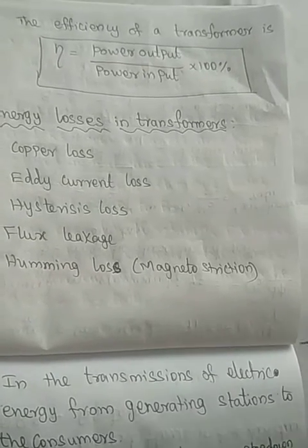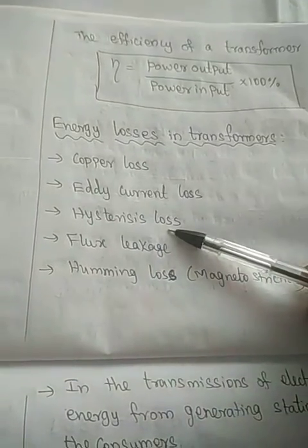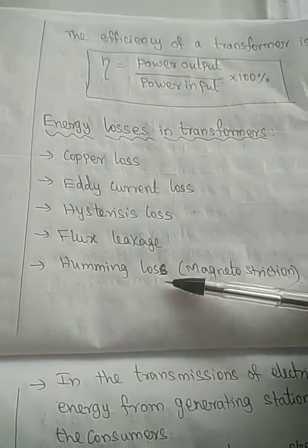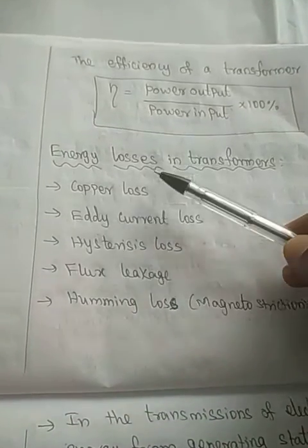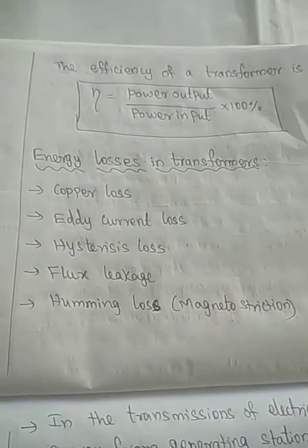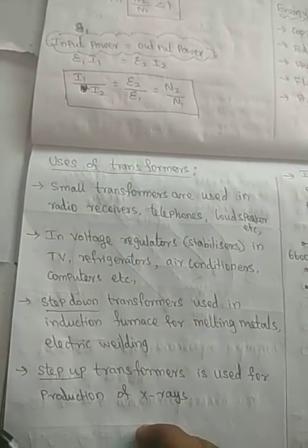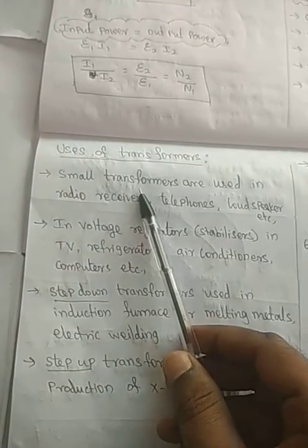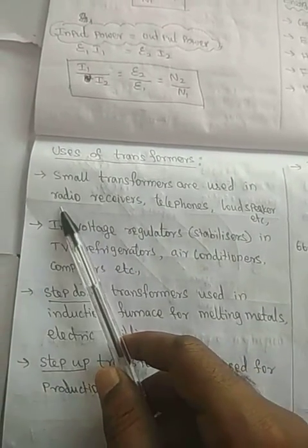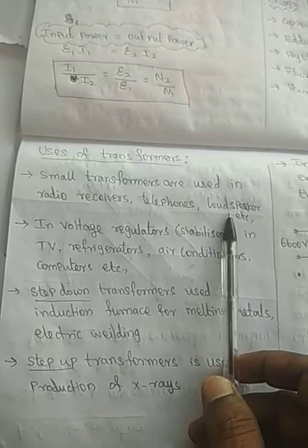That is called the magnetostriction effect. So copper loss, eddy current loss, hysteresis loss, flux leakage and humming loss are the parameters responsible for the energy losses in a transformer. Then finally, we will see what the uses of transformers are. Small transformers are used in radio receivers, telephones and loudspeakers.